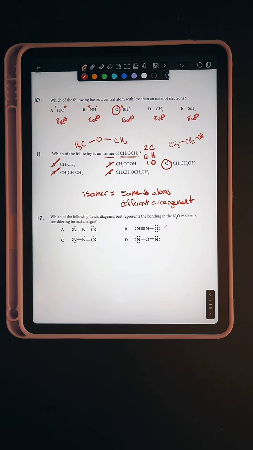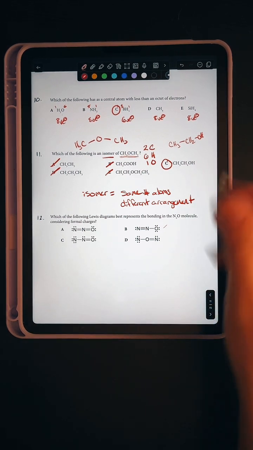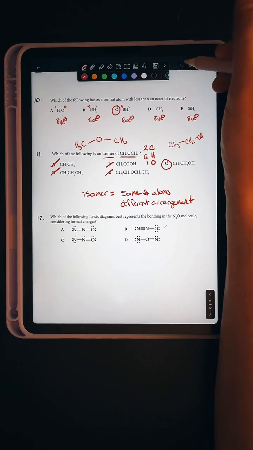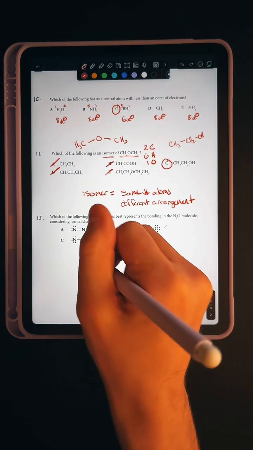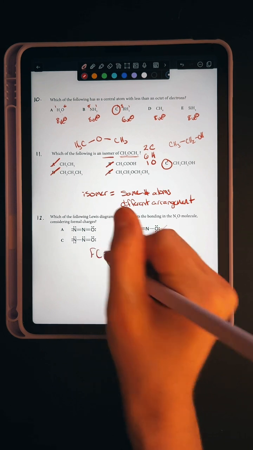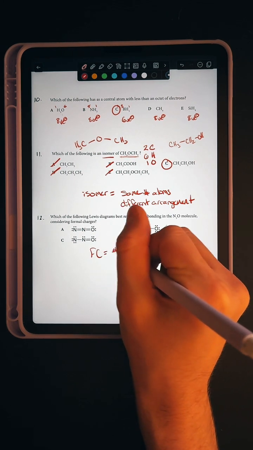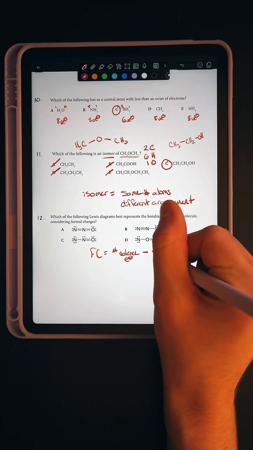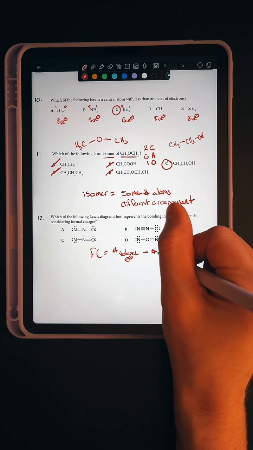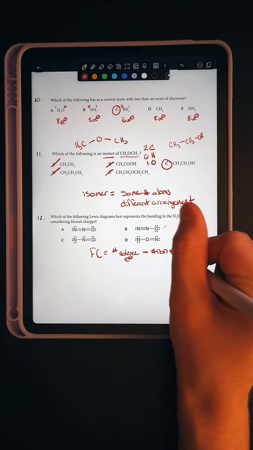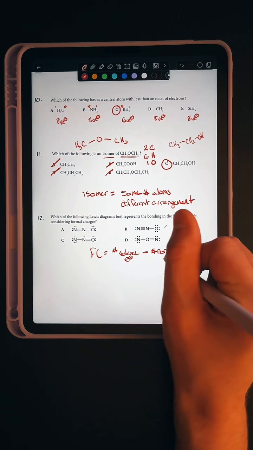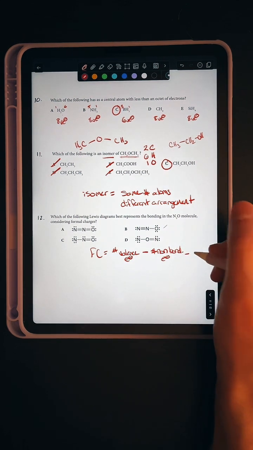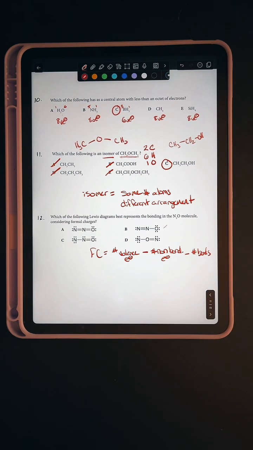So remember, formal charge, there is an equation. The equation is, so if I were to write the formal charge equation here, that's going to equal your number of valence electrons minus your number of non-bonding or lone electrons, minus your number of bonds. And that is formal charge.